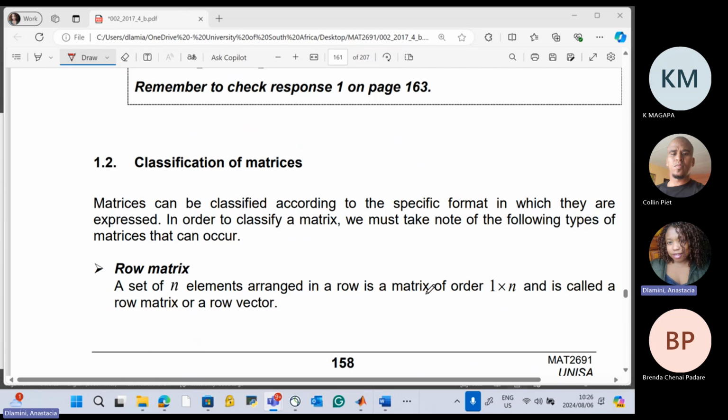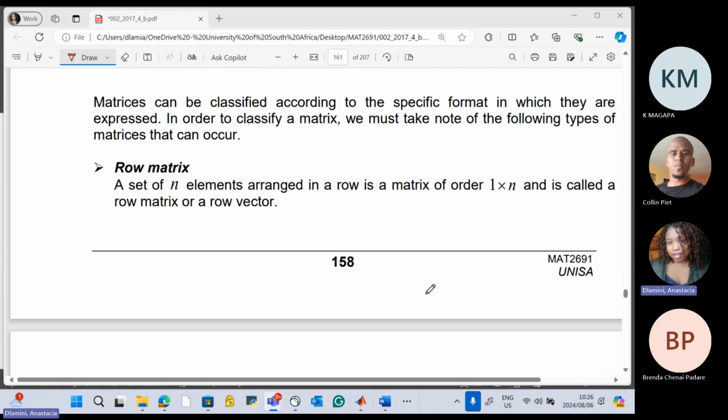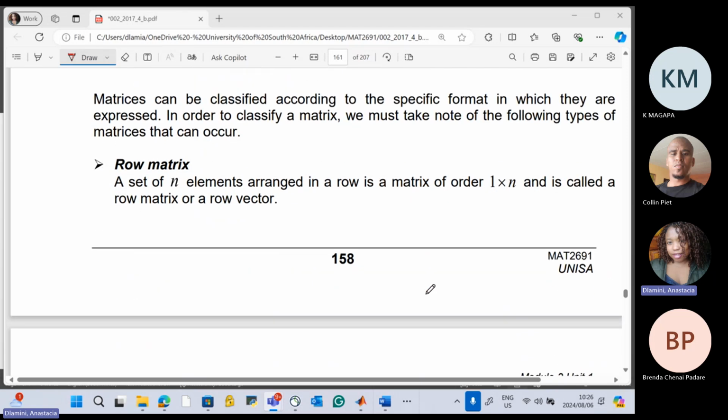So a row matrix, right? A set of n elements arranged in a row is a row matrix of order 1 by n and is called a row matrix or a row vector. Are we all okay on what a row matrix is and a row vector is? Yes, ma'am.